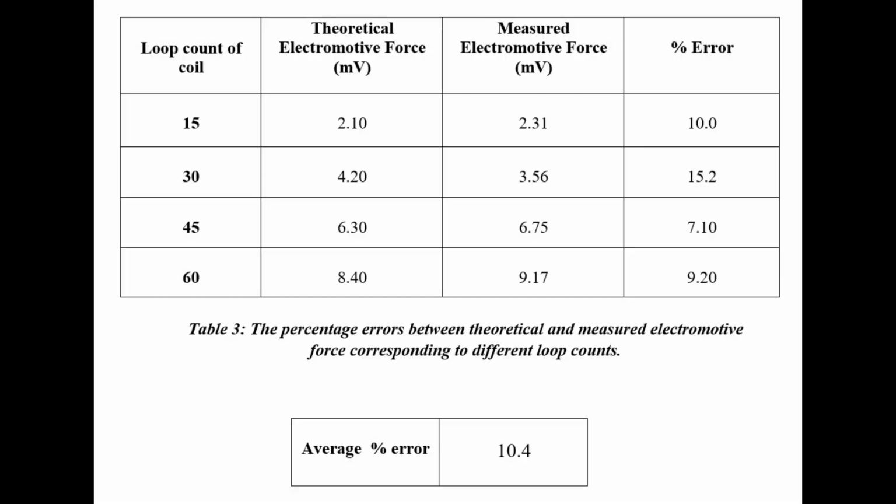In the end, using the magnetic field value of the magnet and Faraday's law, I calculated the theoretical values of electromotive force for different loop counts. And then I calculated the errors between measured values and theoretical values and found the average error in my experiment. As a result, the average error is 10.4%, which is almost perfect, but it requires some explanation for its sources.